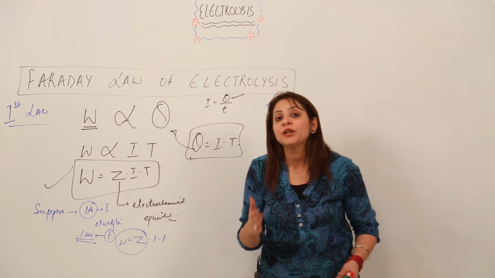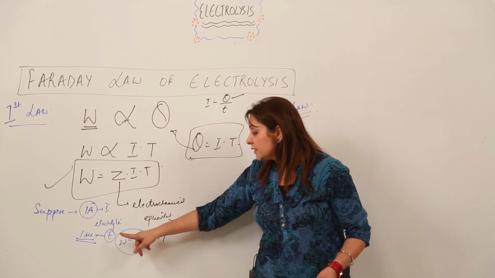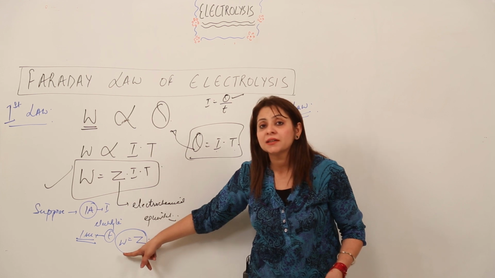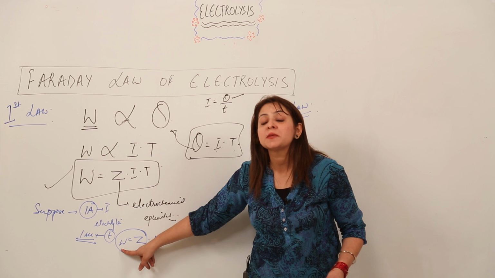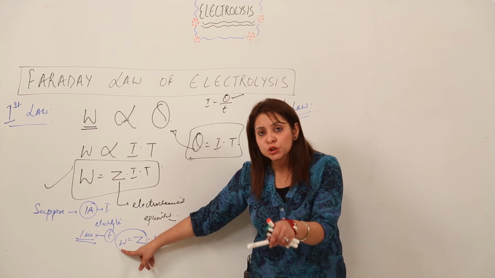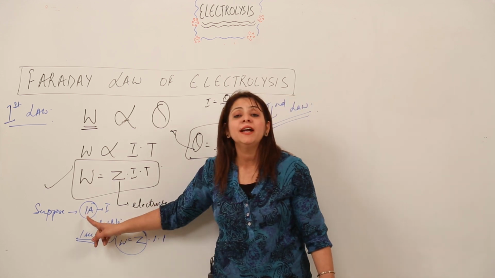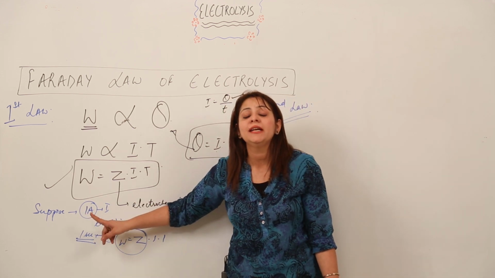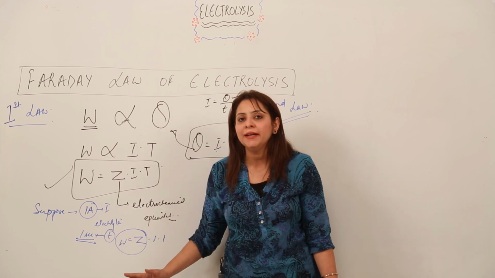Then write the definition. Electrochemical equivalent is equal to the weight of substance deposited at an electrode after electrolysis, under the condition when 1 ampere current is passed through an electrolyte for 1 second. So this is how you are going to define it.